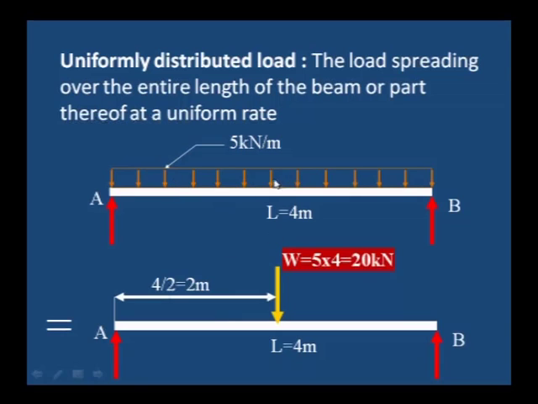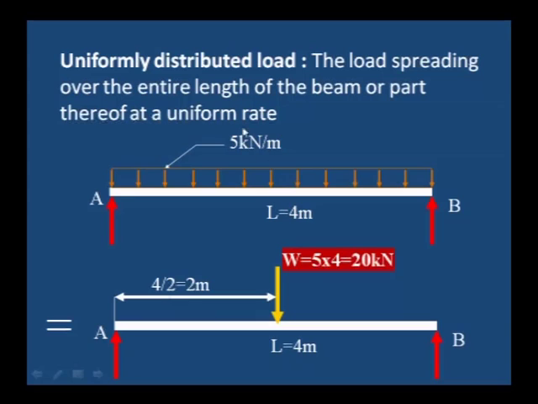If we want to convert this uniformly distributed load into a point load, what we can do is this: 5 kilonewton per meter, every meter 5 kilonewton is acting. 5 into 4 is 20 kilonewton. 20 kilonewton is acting at the central distance. Central distance means the distance between A and B is 4 meter, so the center is 4 divided by 2.